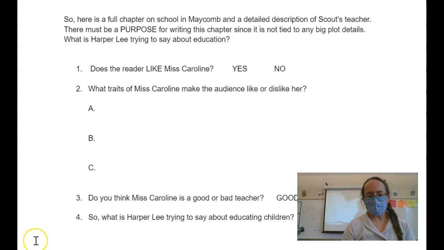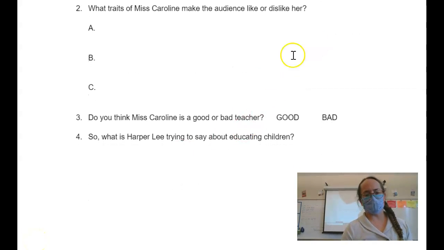Now, it seems like we probably all agree that she's a bad teacher. What do you think Harper Lee is trying to say about educating children here? Does she believe that this method of just waving cards at them is a good way to teach kids? Ethan, what do you think? I think that what Harper Lee, right?